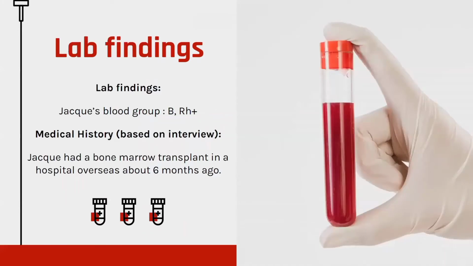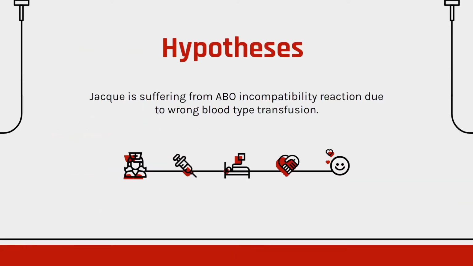And the lab found out that Jack's blood group is B Rh positive and he had a bone marrow transplant 6 months ago based on his medical history. Based on the lab finding above, the hypothesis our group makes is Jack is suffering from the ABO incompatibility reaction due to the wrong blood type transfusion.